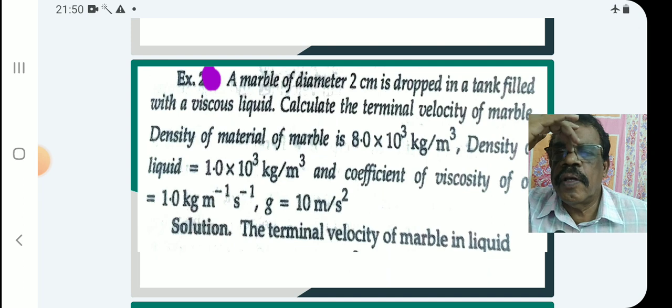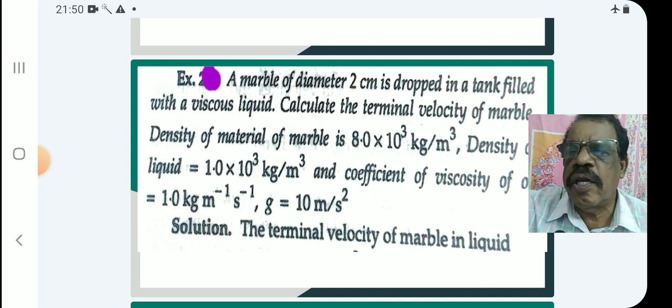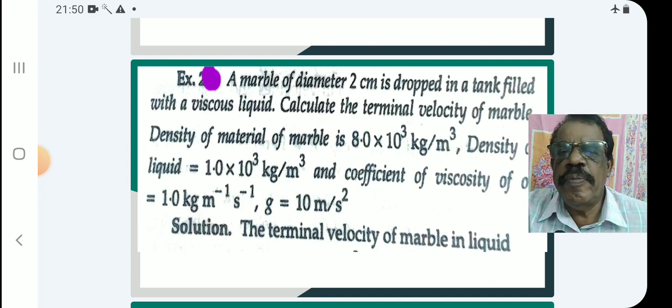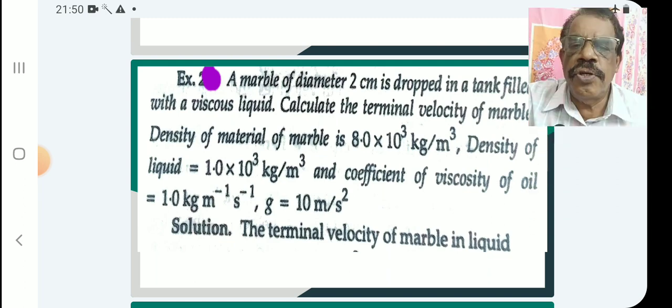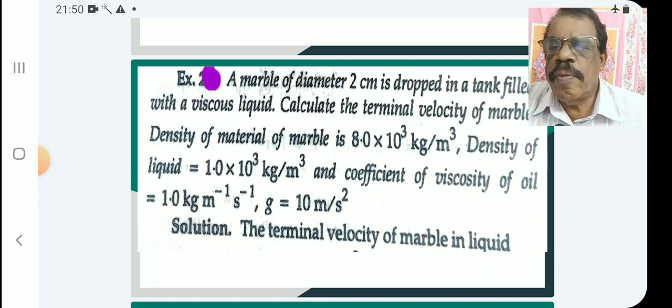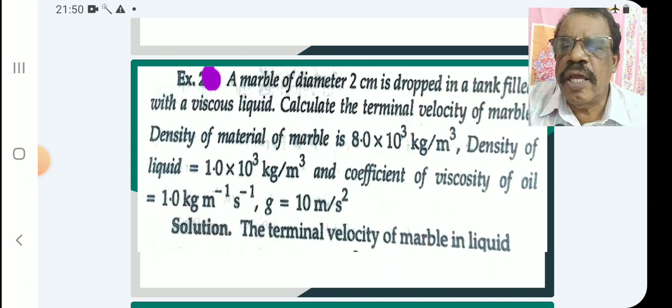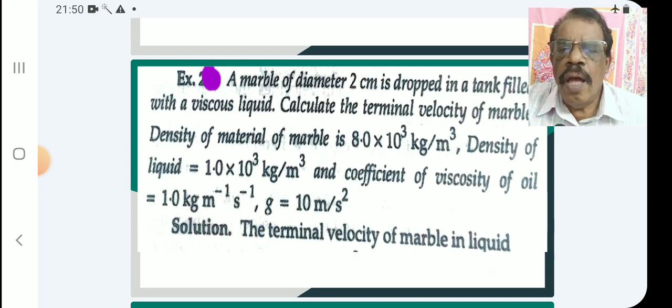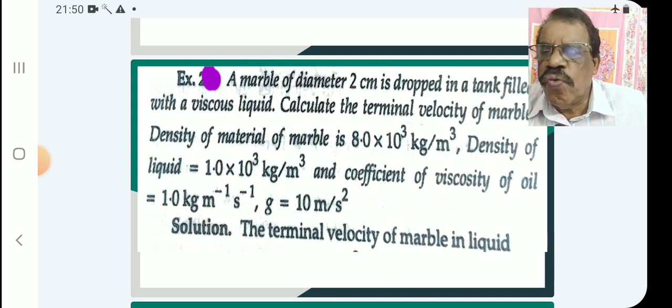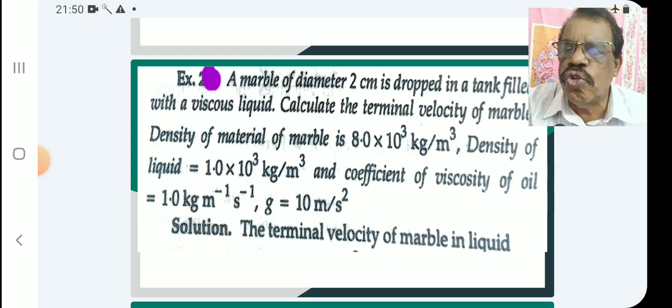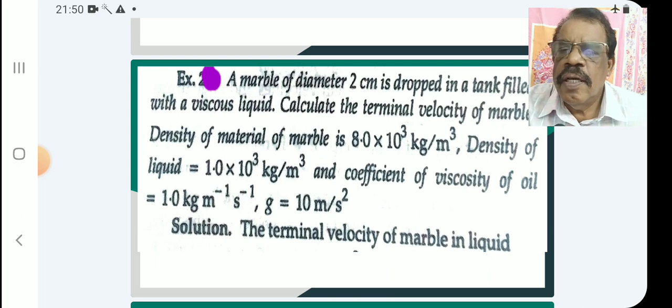Next problem. A marble of diameter 2 cm, a spherical marble piece, is dropped into a tank filled with viscous liquid. Calculate the terminal velocity of the marble. Density of material of marble is 8 into 10 raised to 3. Density of liquid is 1.0 into 10 raised to 3 kilogram per meter cubed. And the coefficient of viscosity of oil is 1 kilogram meter raised to minus 1 second raised to minus 1. Take g as 10 meter per second square.